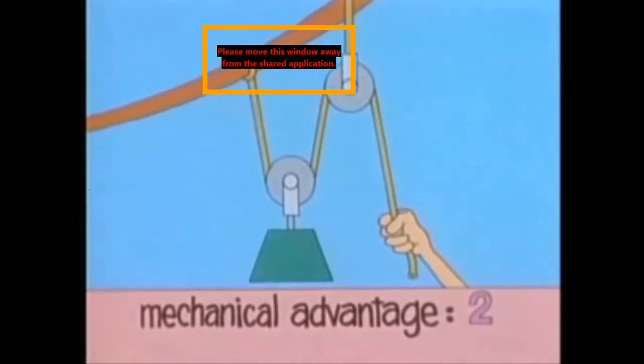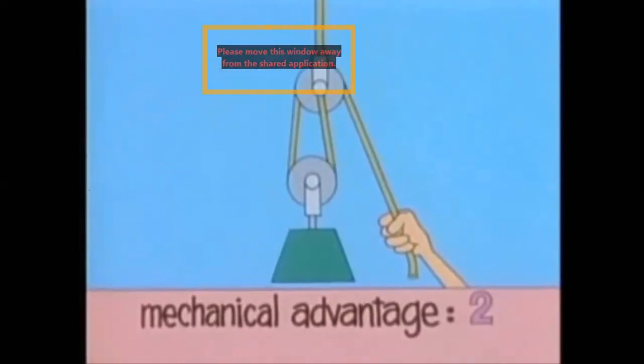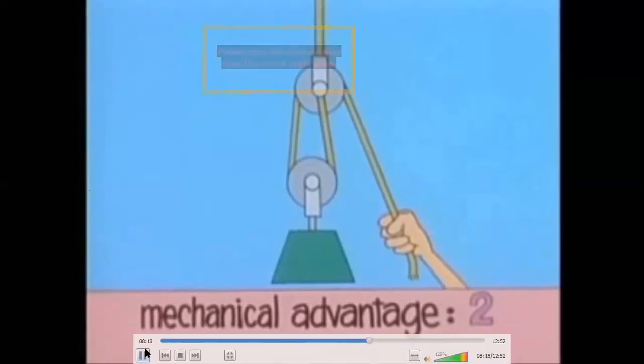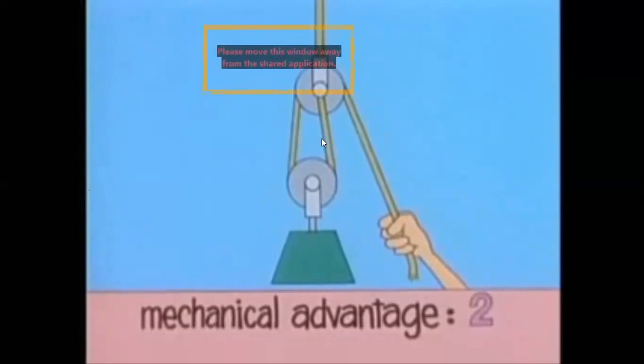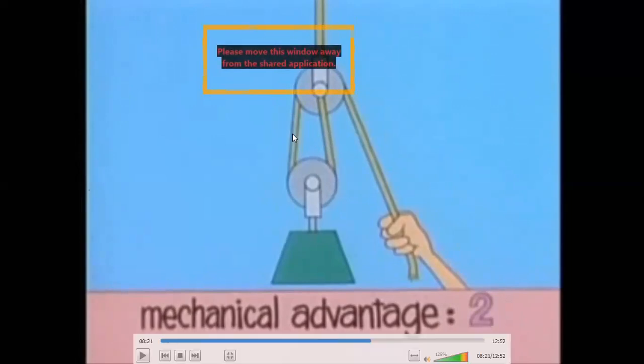It doesn't matter where this end is attached, so for convenience you could attach it here, like this. The mechanical advantage is still the same, because the number of rope segments that support the movable pulley is the same. Clear? Listen to what he is saying carefully. The number of rope segments that is supporting the movable pulley is still 2.